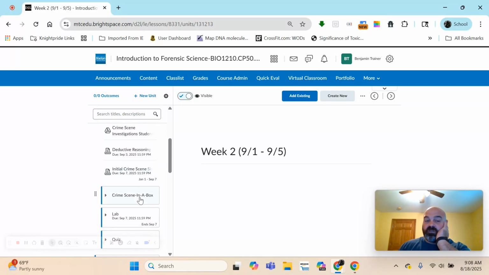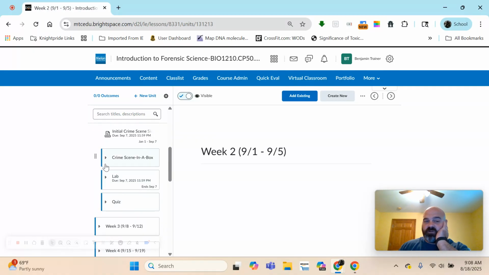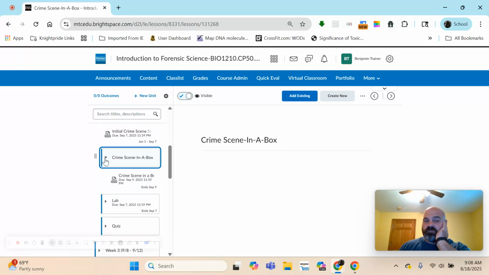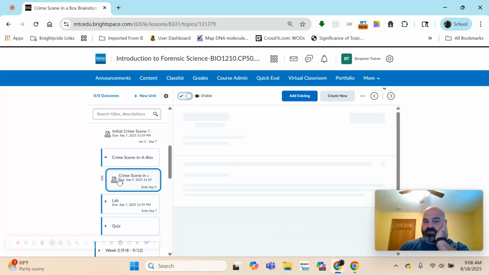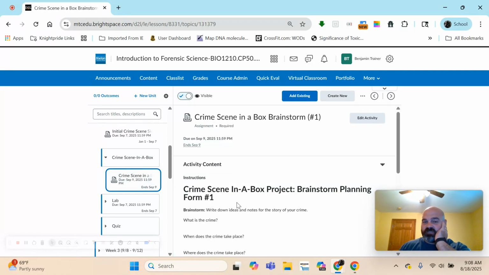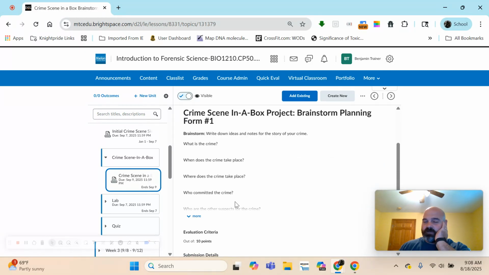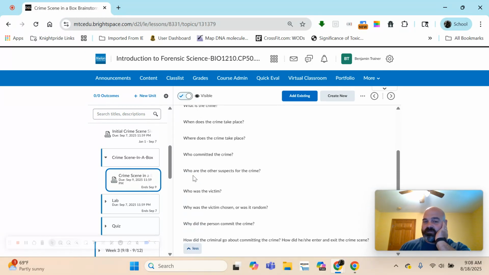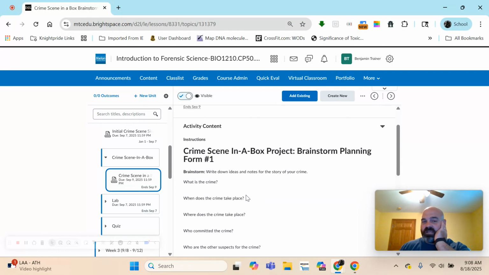But notice, we also have crime scene in a box this week, lab and quiz. So crime scene in a box. Here's the first thing. This is what you're doing for the first one. That's all there is. That's all you have to do. You don't have to go into crazy amounts of detail. This is just where you're getting things set up, getting your brain thinking about what you would like this to look like as a final project.